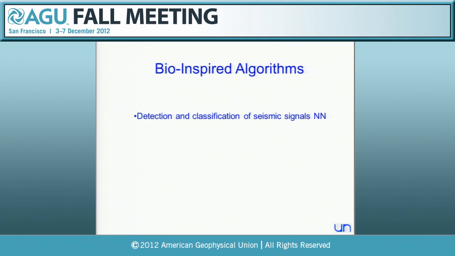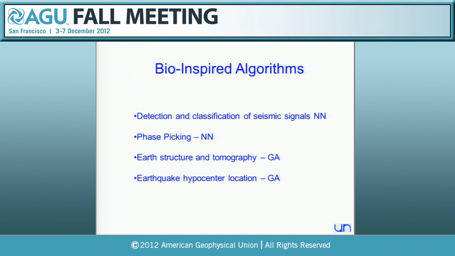The idea was to use some kind of machine learning techniques that have been used before, for example, detection and classification of seismic signals with neural networks, phase picking also with neural networks, Earth structure and tomography using genetic algorithms, earthquake hypocenter location with genetic algorithms, and inversion of source parameters with genetic algorithms, simulated annealing, and a lot of other techniques.